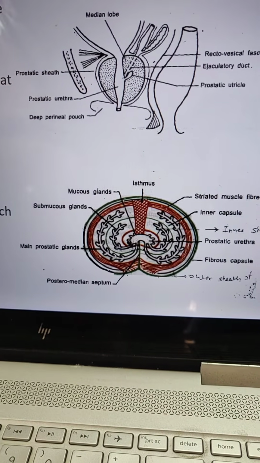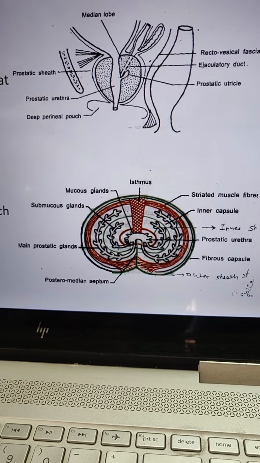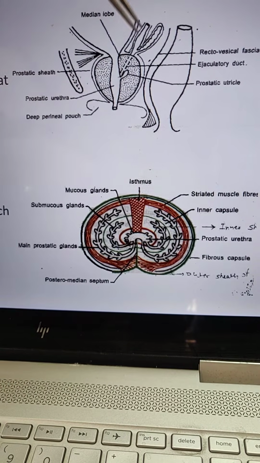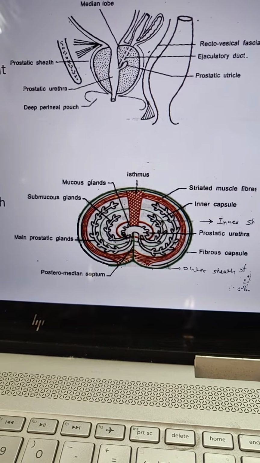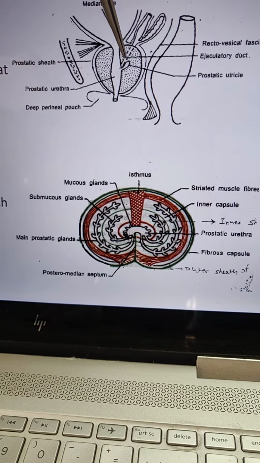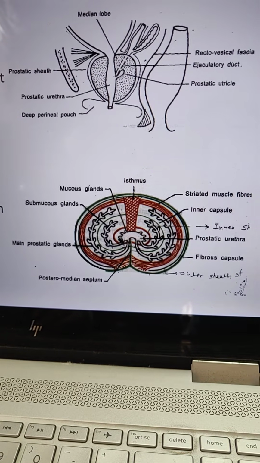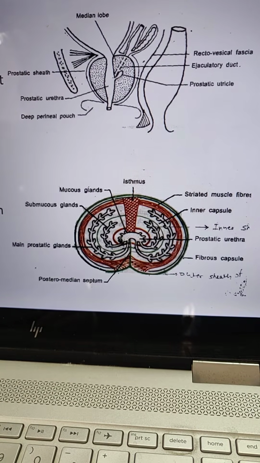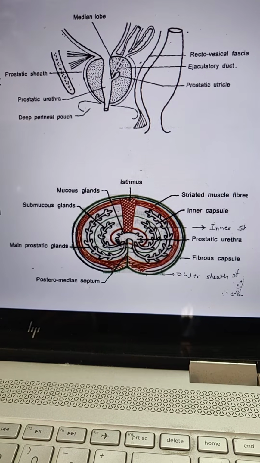The median lobe is bounded in front by the urethra, and behind and on each side it is bounded by the ejaculatory duct, and in the median plane by the prostatic utricle. On the posterior side it is also bounded by the prostatic utricle. So the median lobe is bounded in front by the urethra, on its sides by the ejaculatory ducts, and behind in the median plane by the prostatic utricle.